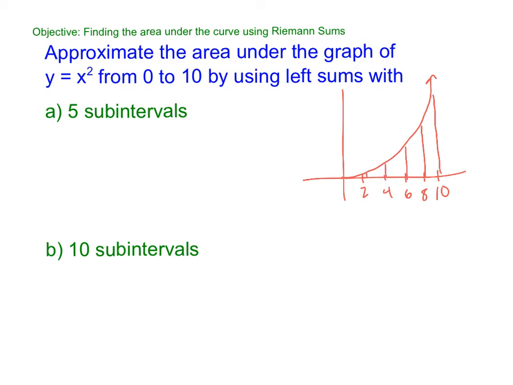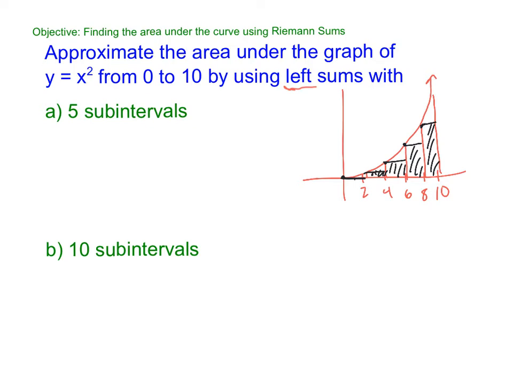Approximate the area by left. So now that's important. We're using left. So we're going to take the height from the left side. So starting at 0. So notice my first rectangle isn't even a rectangle. It's just a line. At 2 from the left. 4 from the left. 6 from the left. And 8 from the left. So these are my rectangles. So 1, 2, 3, 4, and then 5.